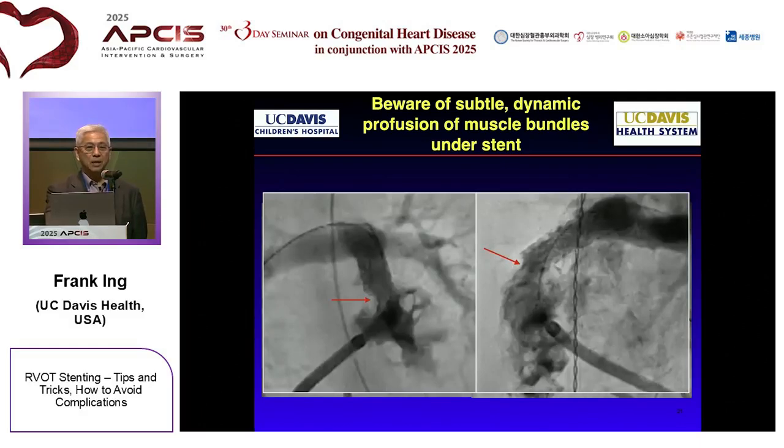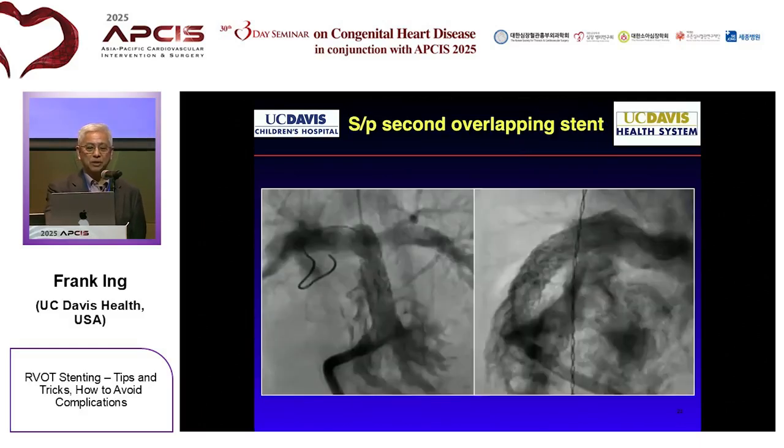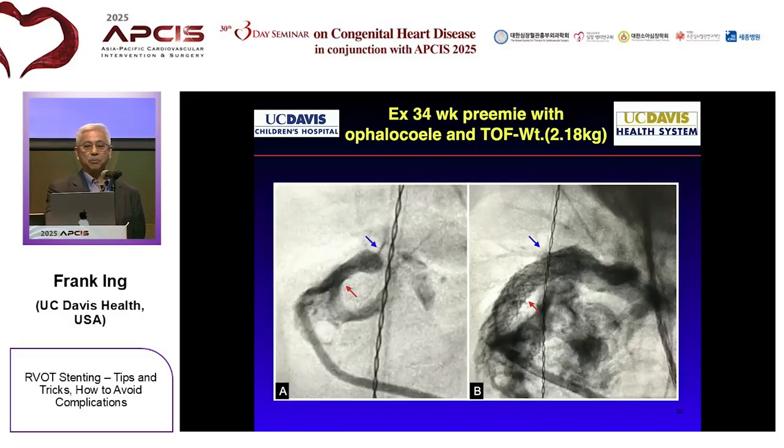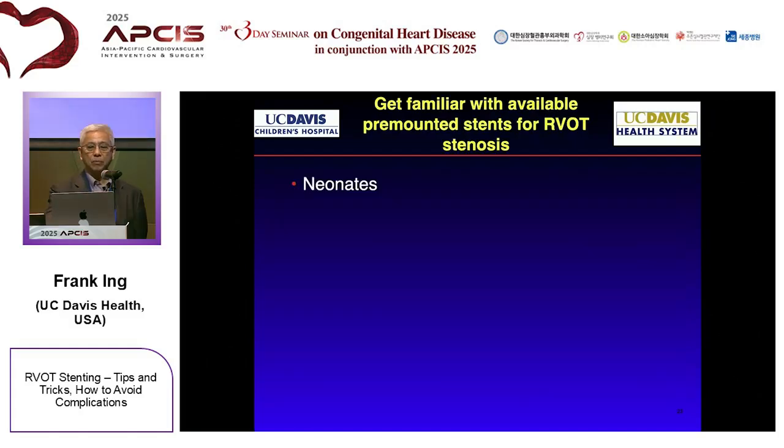So when you see that, don't just say we're good enough, just put another stent in and go lower than you need because you don't want to have to bring them back because the kid is desaturated. So just pay attention to that. So this is the pre and this is the post.